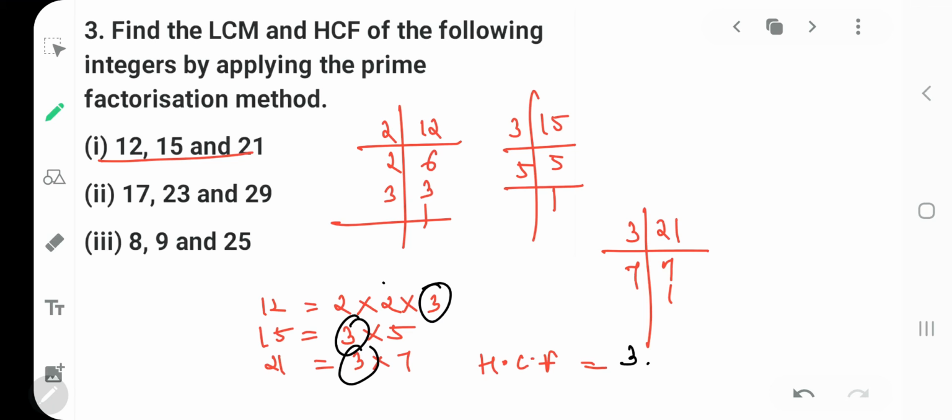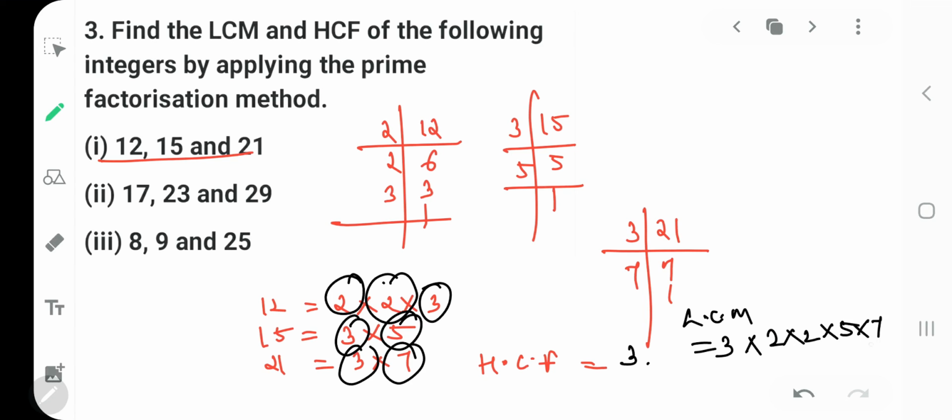How you will get the LCM? For LCM you have to take common as well as your uncommon factors. So what will be the LCM? Common factor is 3. And which are the uncommon factors? 2, 2, 5, 7. So you have to write them all. And your final answer will be 420. So that's your LCM. Similarly, you have to find the HCF and LCM of your next two. Will that be easy?